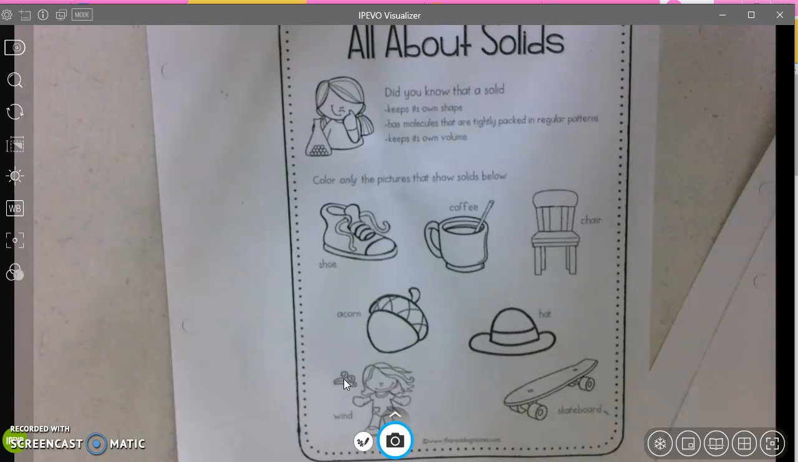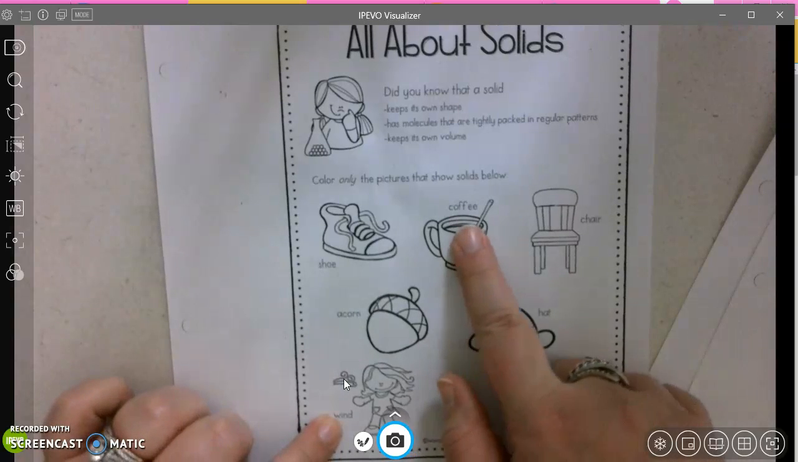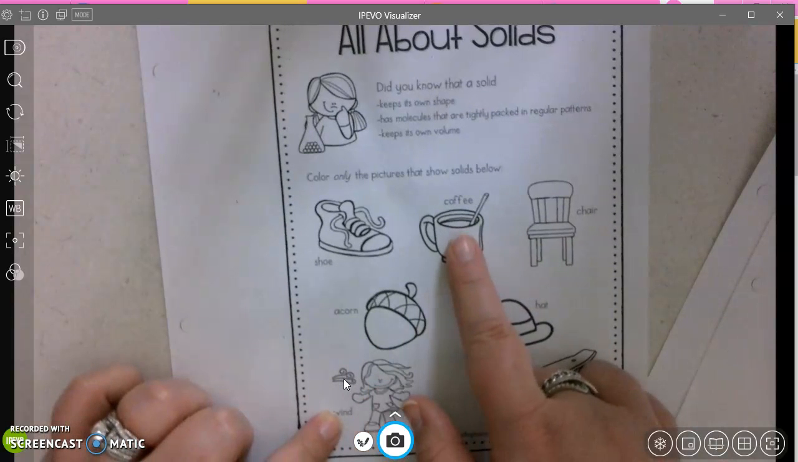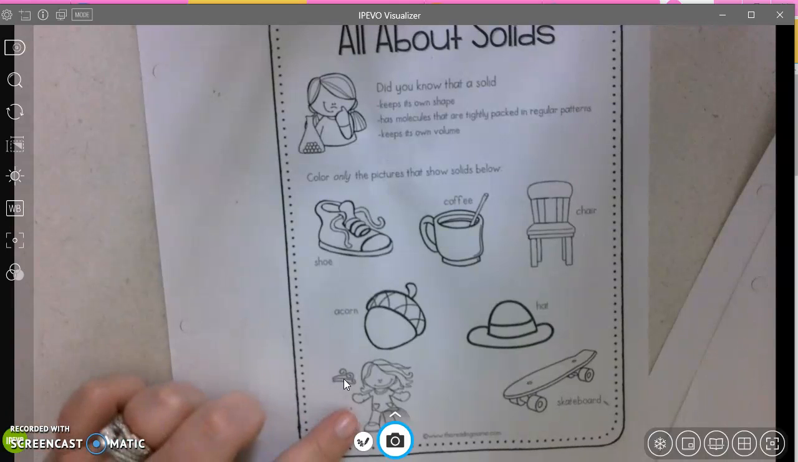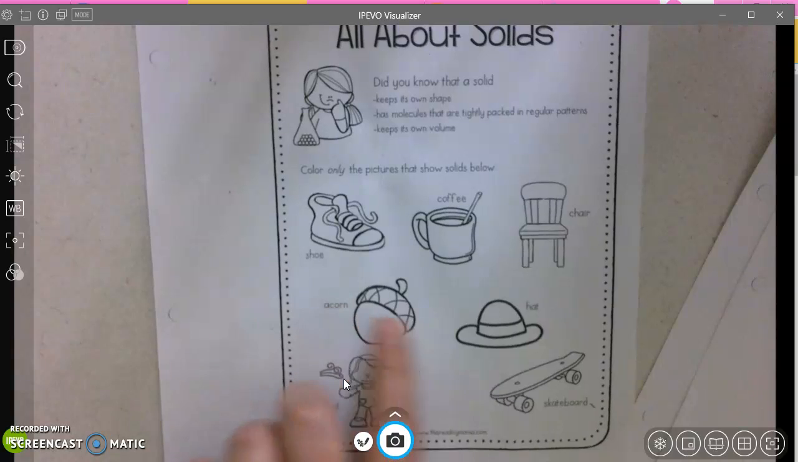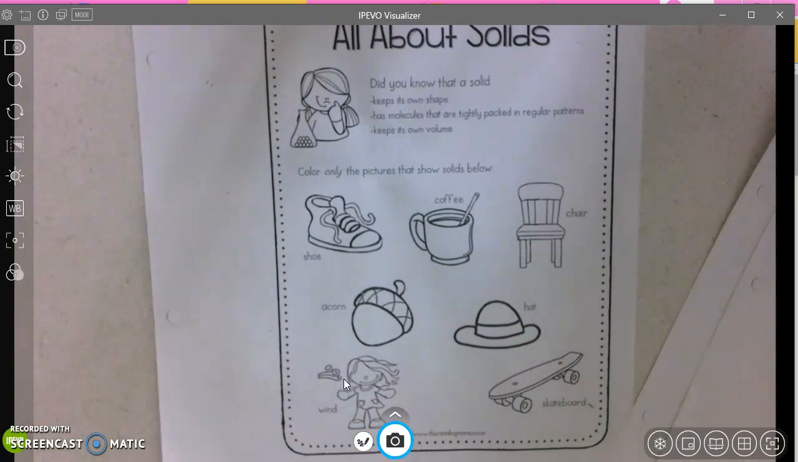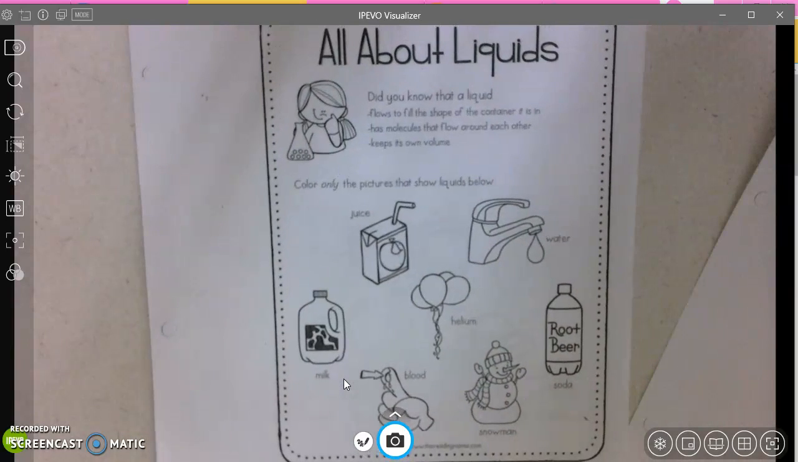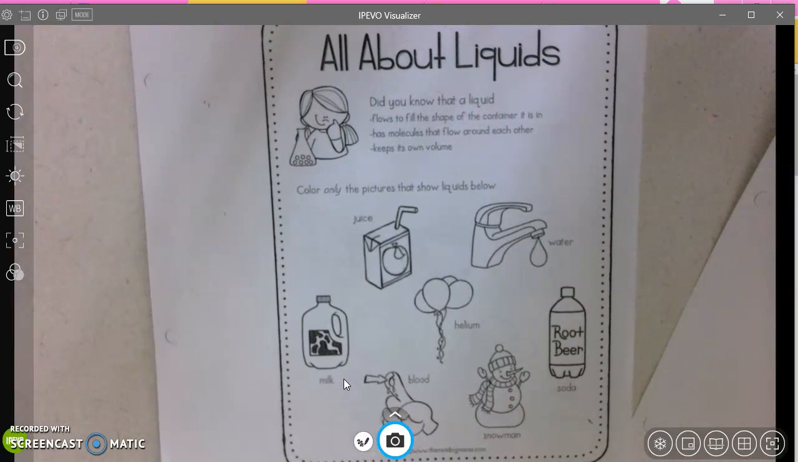All right, did you take a second to think about which ones are the solids? They're all solids except for the wind and coffee, right? The wind is not a solid, and the coffee is not a solid. Wind is a gas, and coffee is a liquid. But a shoe, acorn, chair, hat, and skateboard are all solids. Okay? Same type of page, just this is about liquids.